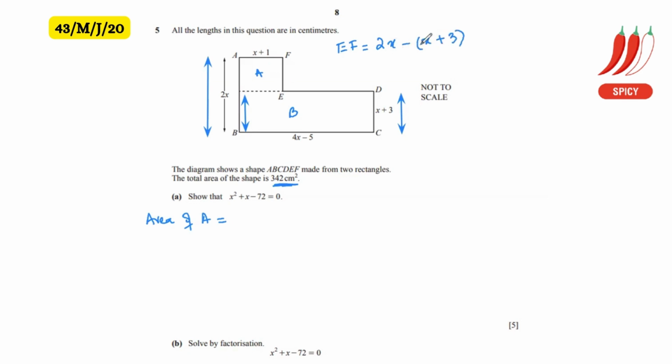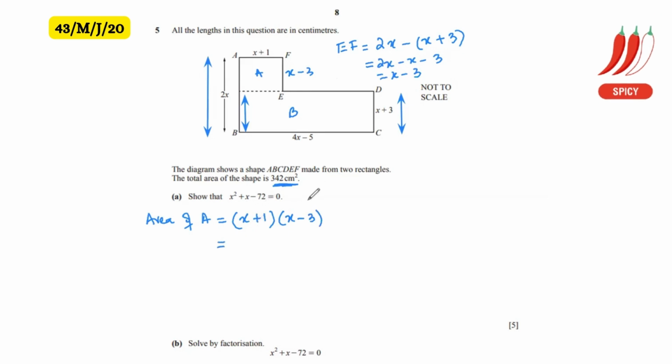Now, if you notice, the reason why I put brackets over here is because we're subtracting x plus 3 from 2x, not just x. This is a very common mistake that kids make. Like they just write 2x minus x plus 3. The brackets play a huge role because then they're showing that we're subtracting the entire x plus 3 from 2x, not just x. So that's going to be 2x minus x minus 3, which is x minus 3. So for the area of A, now we'll do x plus 1 times x minus 3.